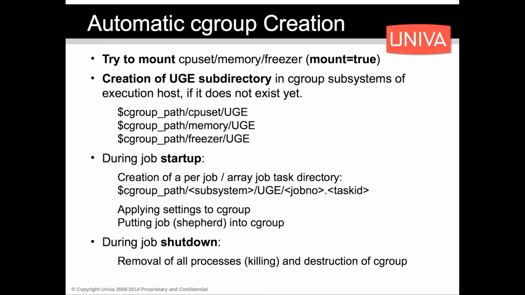When a job is finished, then all processes in the cgroups are reaped. That means a kill signal is sent to them. Finally, the job-related directory is removed.